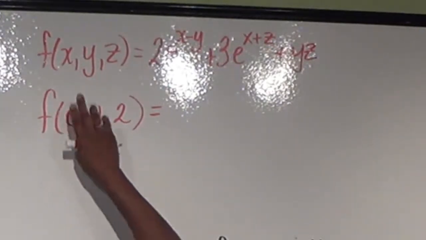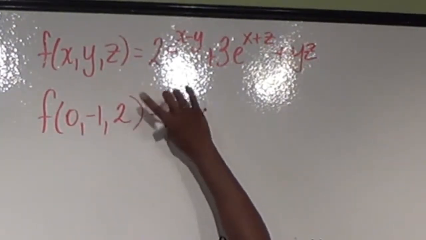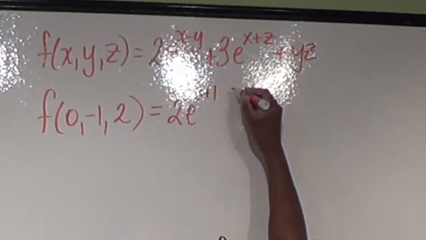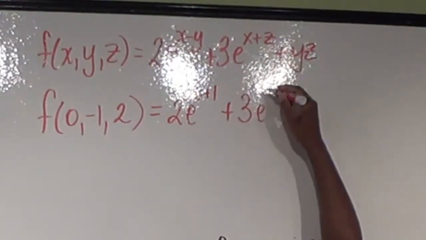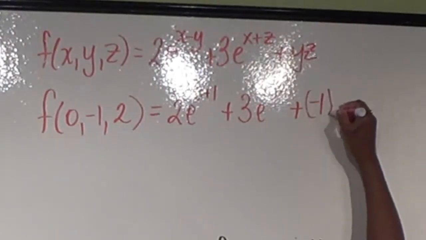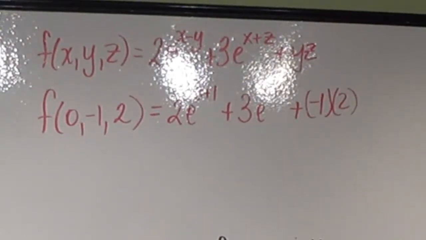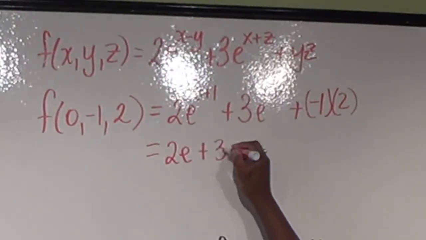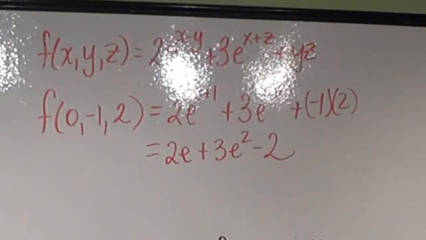Same thing if I want to evaluate this, f of 0, negative 1, and 2. That means, again, I'm going to plug in 0 for x, negative 1 for y, and 2 for z. So 2e to the 0 minus a negative 1 plus 3e to the 0 plus 2 plus negative 1 times 2. And so we can see here we'll get a 2e plus 3e squared minus 2. Okay. And again, even though that's not a pretty number, it is still a real number. And so there's our value for that function.